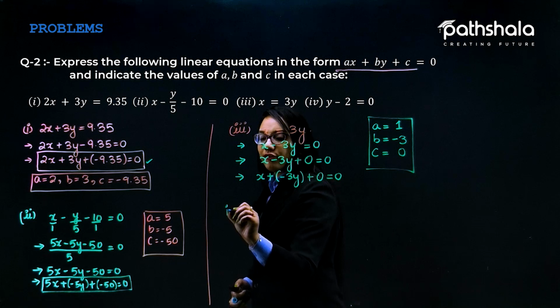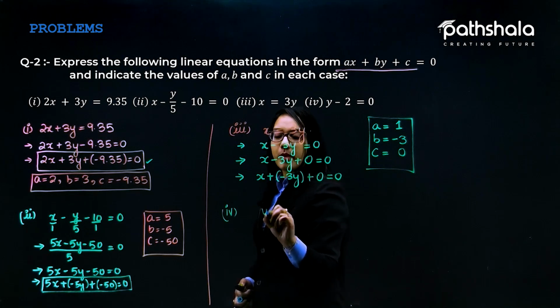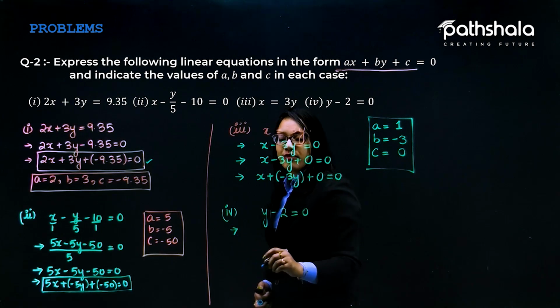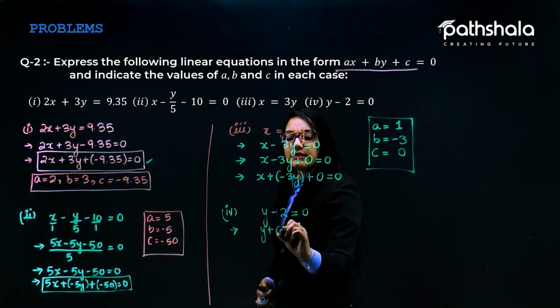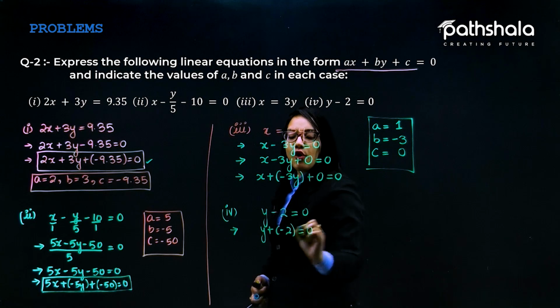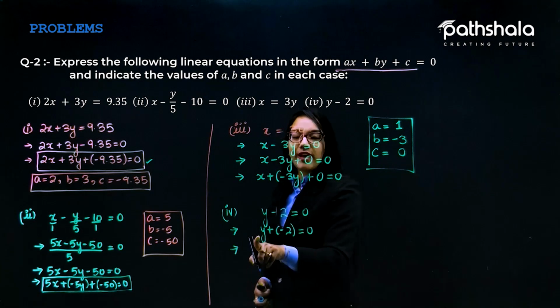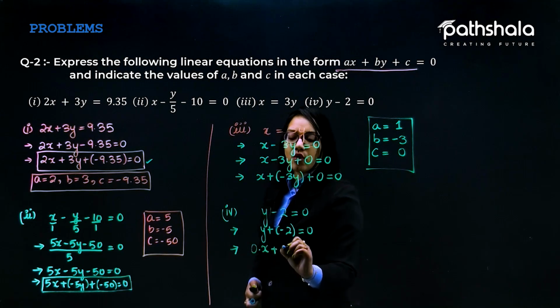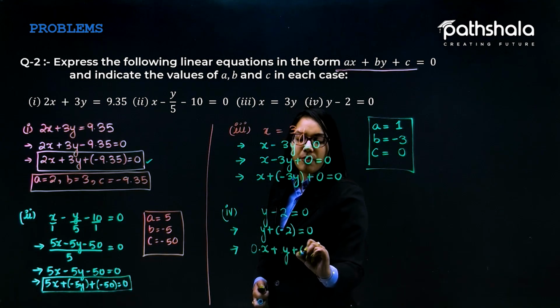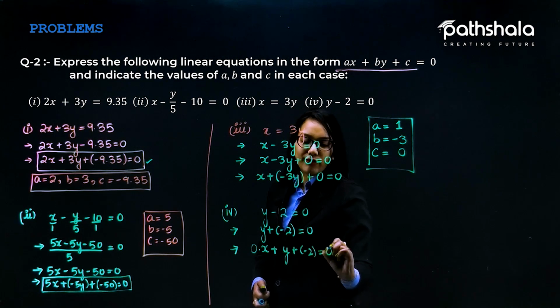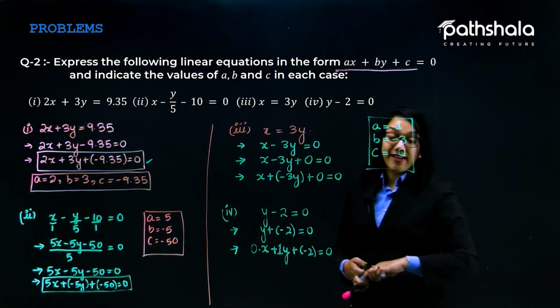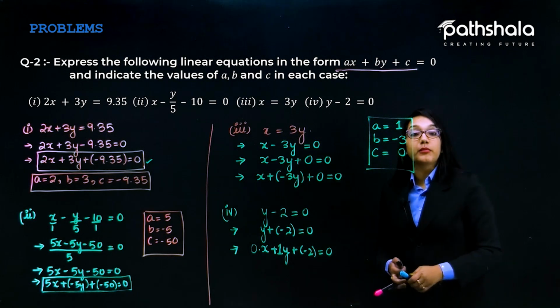Let's talk about the fourth part. It is y minus 2 is equal to 0. Furthermore, we can express it as y plus minus 2 is equal to 0. We do not have the x variable over here, so we can write it as 0 into x plus of y plus of minus of 2 is equal to 0. We can write it as 1 of y, because if we have only the y variable, then the coefficient of y is 1.